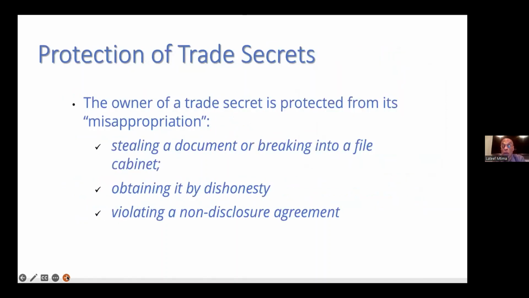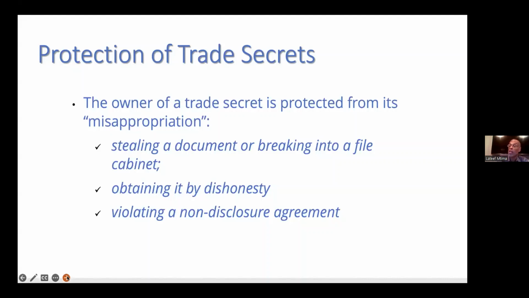If you have a trade secret, meaning it's not well known, and you take the necessary steps, what do you get? Well, the right that you get is protection from misappropriation. You get protection from people getting your trade secret in an improper way.